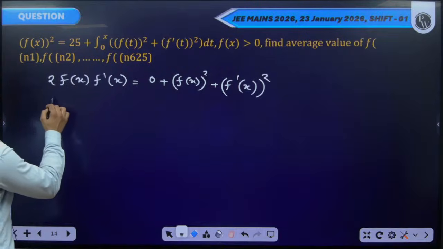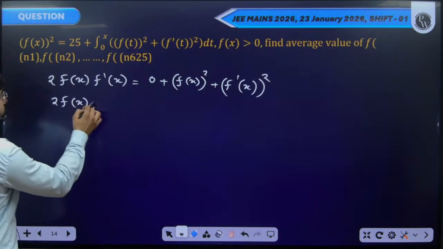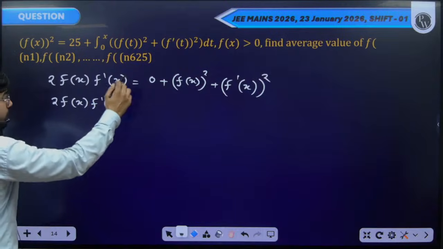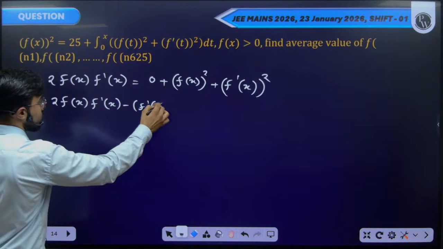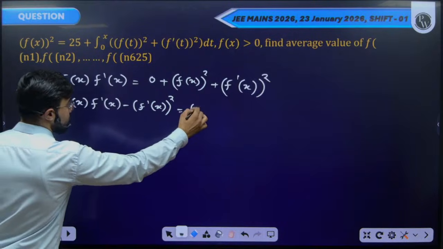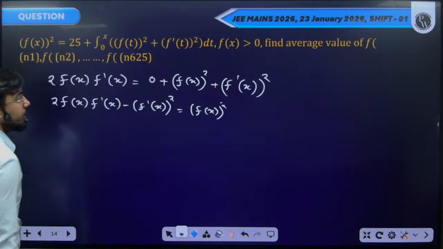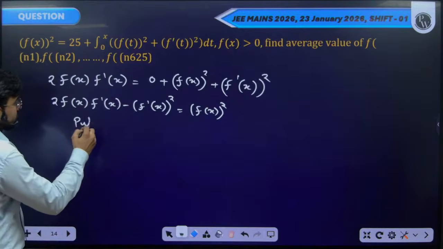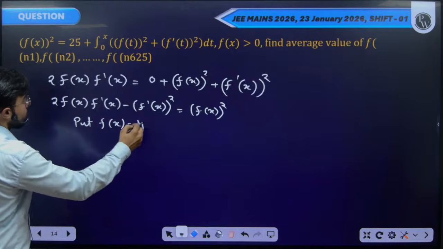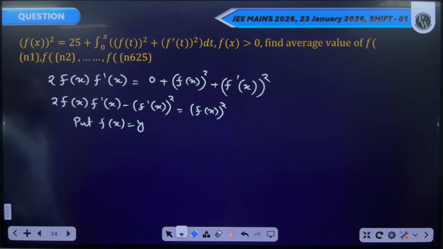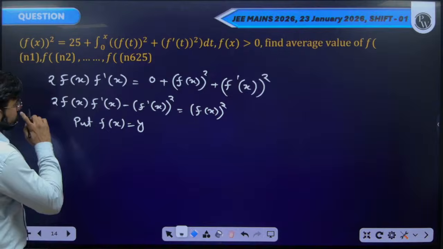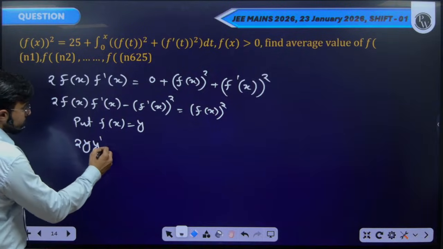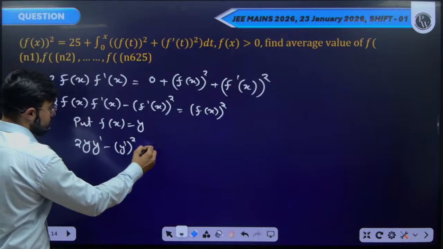So see this part is 2 f(x) f dash x, take this f dash x square to that side, so this is minus f dash x square equals f(x) square. Now f(x) is greater than 0, so we can take f(x) as y. So if we take f(x) as y, what will you get? Put f(x) equals y. So this becomes the differential equation 2y y dash minus y dash square equals y square.